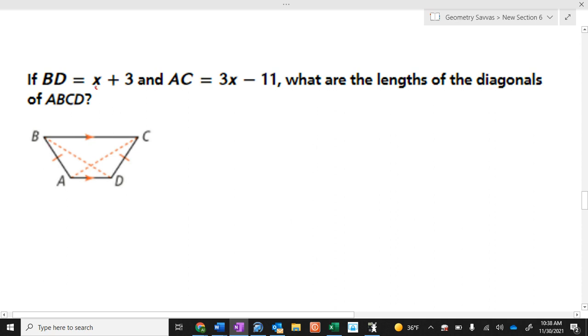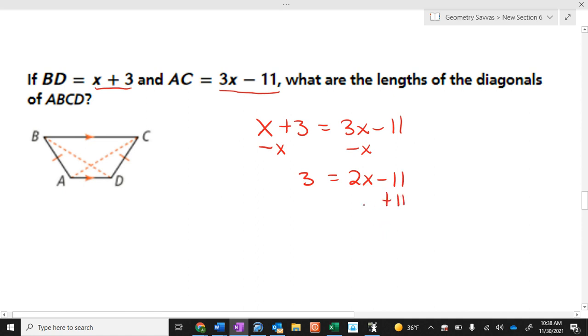If BD is x plus 3 and AC is 3x minus 11, how are we going to figure out how long BD is? What would you do? Set them equal to each other. Subtract x. 2x plus 11. Add 11 to each side. 14 divided by 2, which is 7.